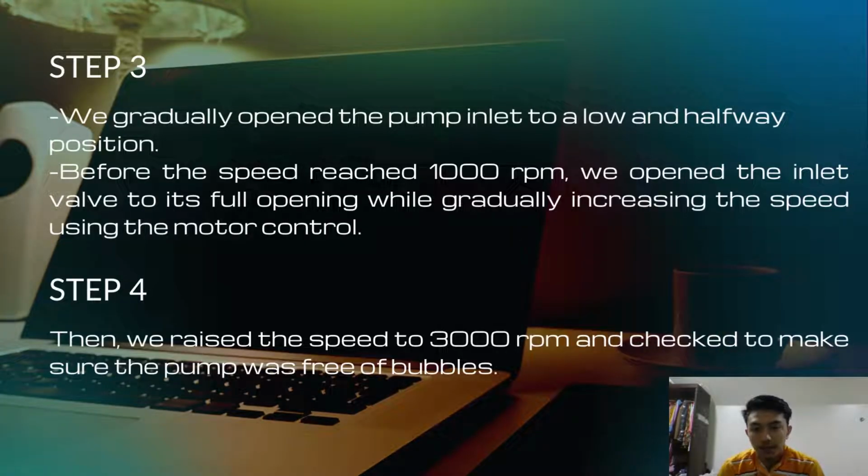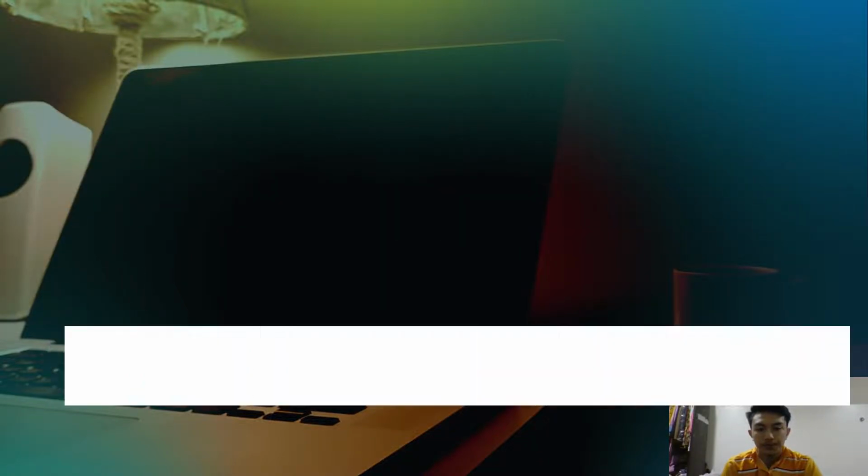Next, step 3. We gradually open the pump inlet to a low and halfway position. Before the speed reaches 1000 rpm, we open the inlet valve to its full opening while gradually increasing the speed using the motor control. Step 4. Then we raise the speed to 3000 rpm and check to make sure the pump is free of bubbles.